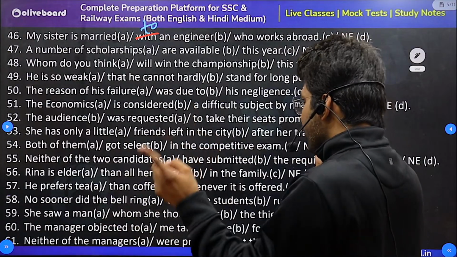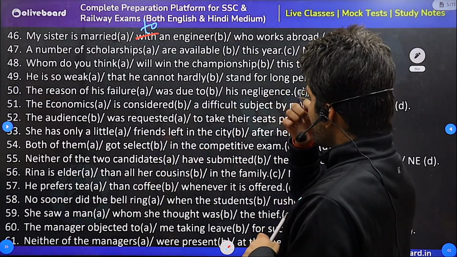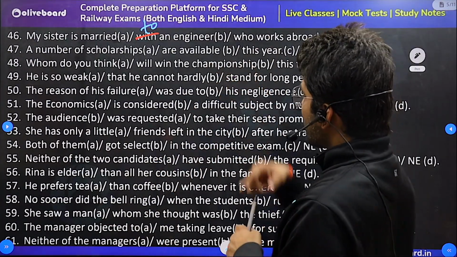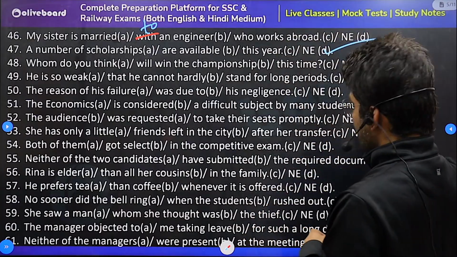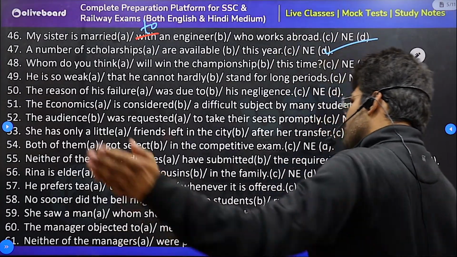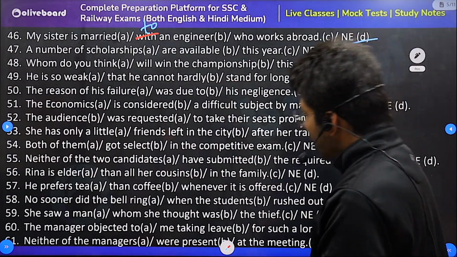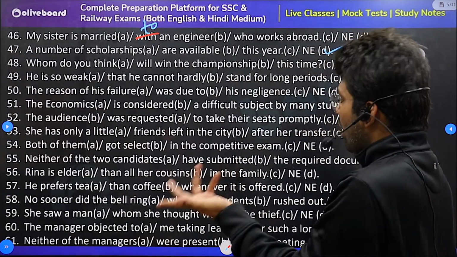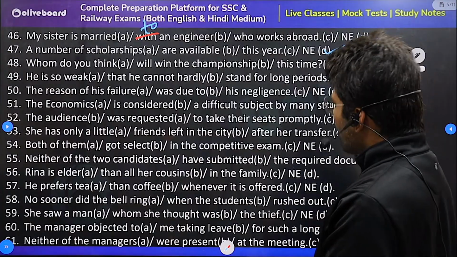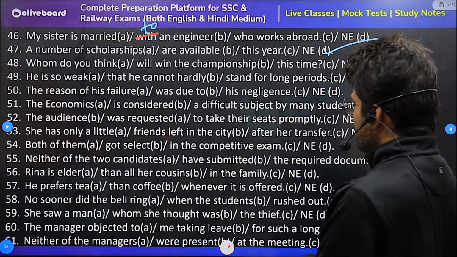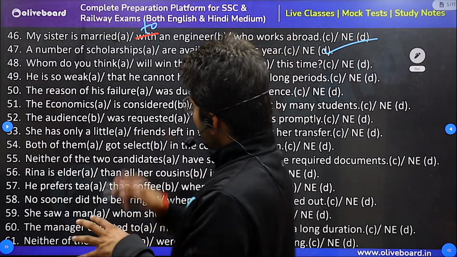A number of versus the number of. A number of takes a plural verb and a plural noun also. That's all correct. A number of scholarships are available. A lot of scholarships are available. Many scholarships are available. All correct. Whom do you think will win the championship? Whom is fine here. Do you think?